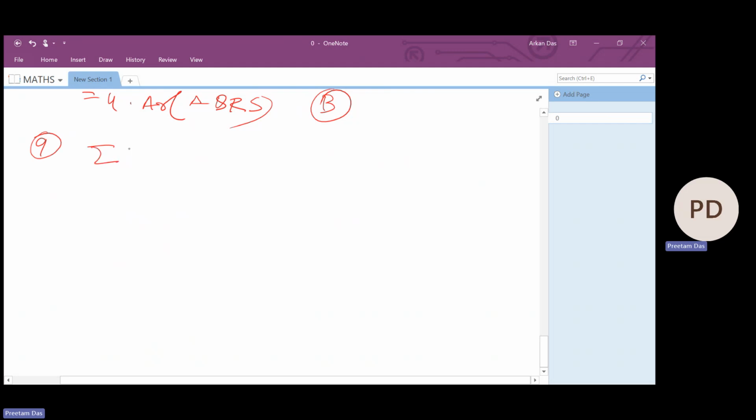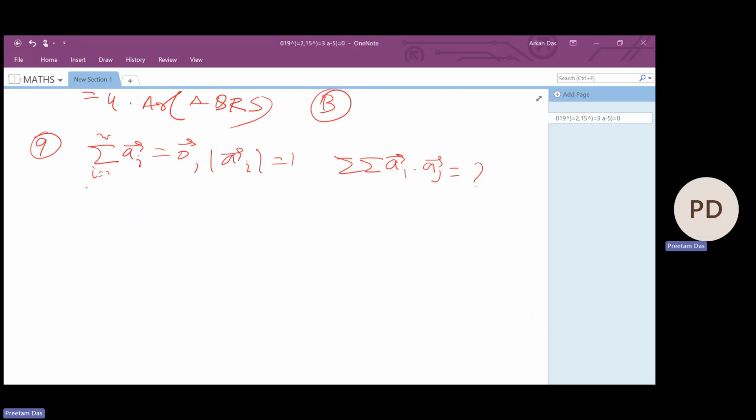Okay. Ninth question, let us see. So they have given that summation of these vectors is 0. And all of these vectors are unit vectors. They have asked the value of this double summation, AI dot AJ. So which formula includes all of these quantities that you can see here, summation and this double product? Simply it is the whole square formula.